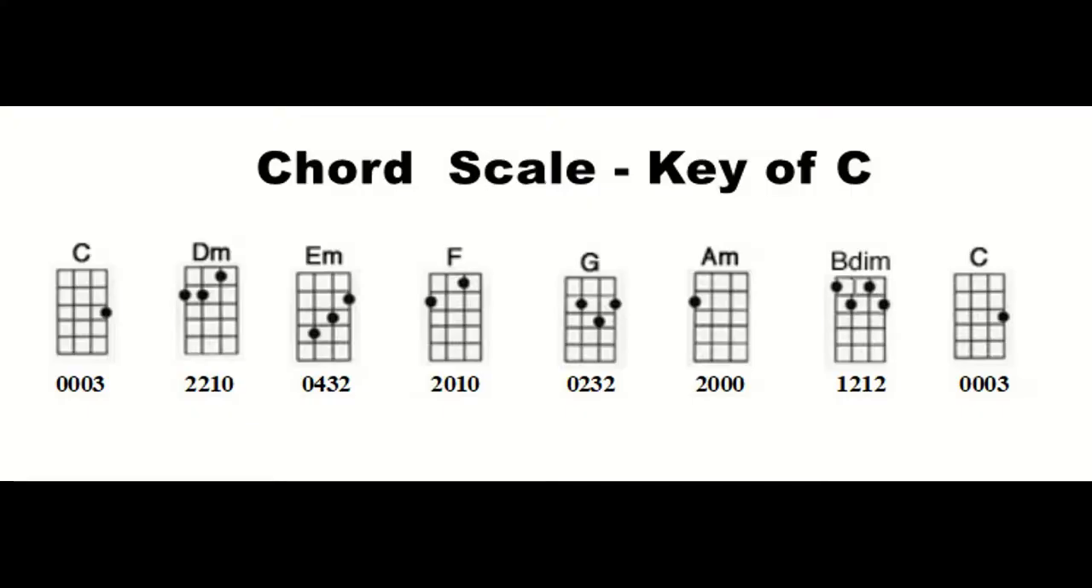So try this chord scale progression with me in C. C, D minor, E minor, F, G, A minor, B diminished, and back to C. So what's interesting once you understand that scale is you can put those chords in any order you want.